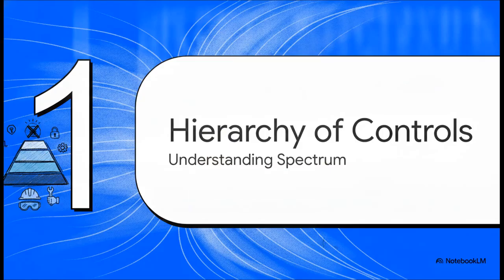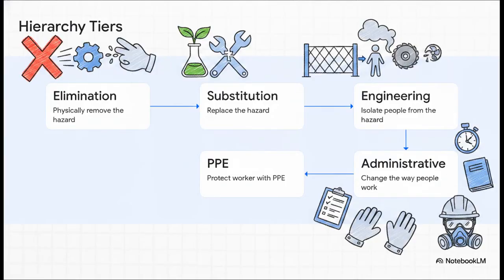Section 1. The hierarchy of controls. Understanding the spectrum. Let's see how this whole thing builds out. The entire structure is made up of exactly 5 tiers. Step 1, right up at the top, is elimination, which is followed by Step 2, substitution. Then we drop down a bit to Step 3, engineering controls. Step 4 gives us administrative controls, and finally, right there at the rock bottom, we have Step 5, PPE.